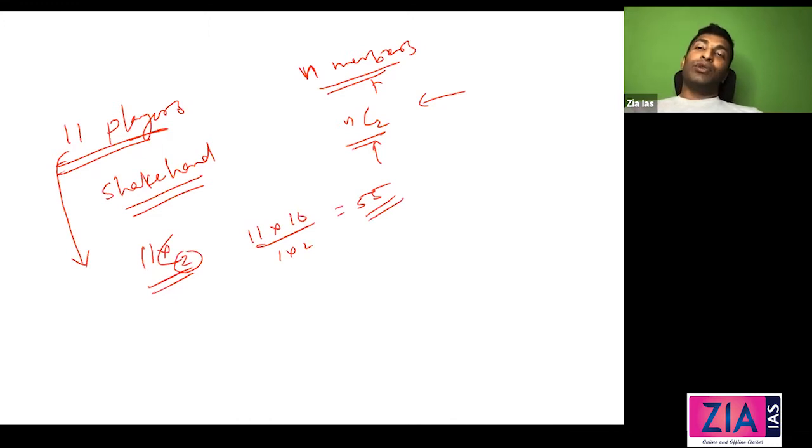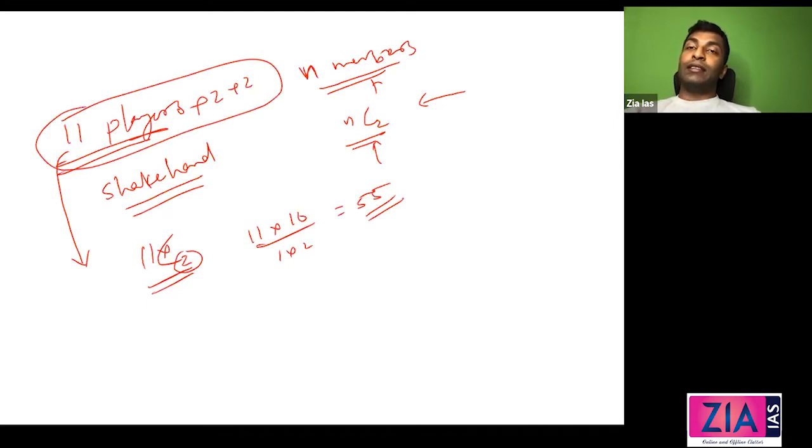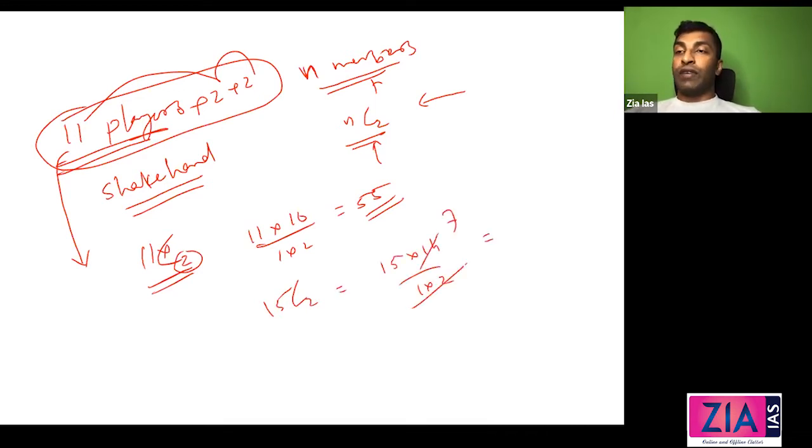Now they will ask you 11 players, 2 umpires, and 2 opposition team players will be there in the crease, right? So that case, 11, then 4, 15C2. What is that? 15 into 14 divided by 1 into 2. So this is gone. So 15 into 7, that is 105. Okay, so like this, you should be in a position to get the answer faster.